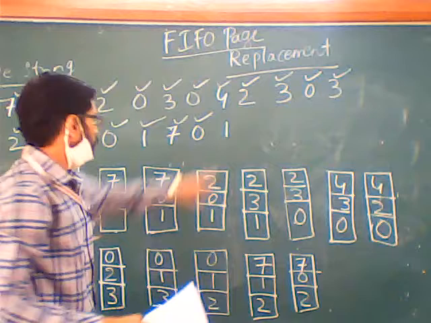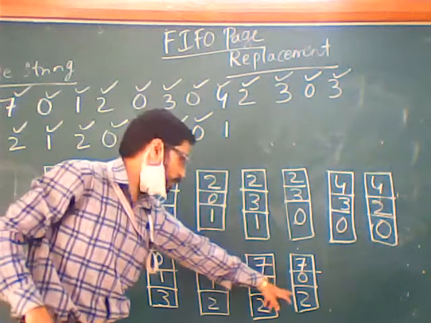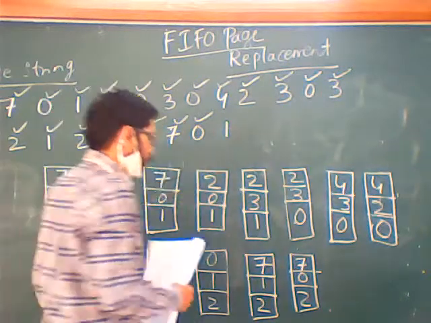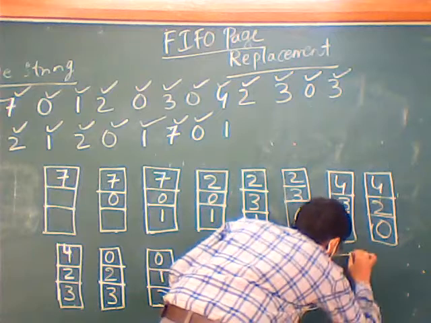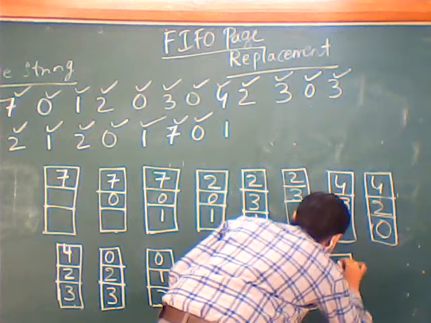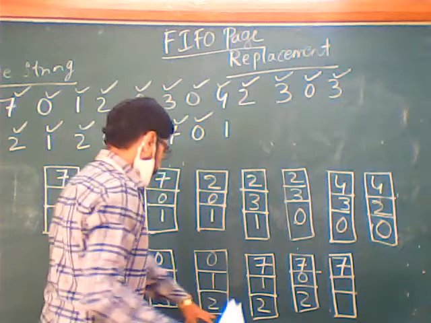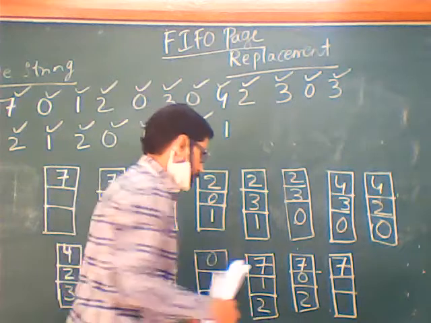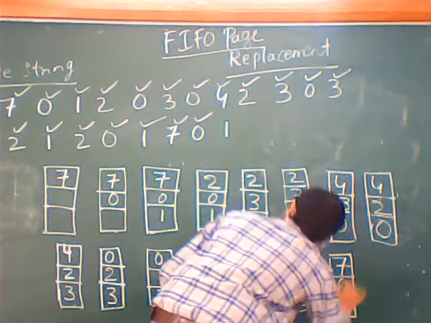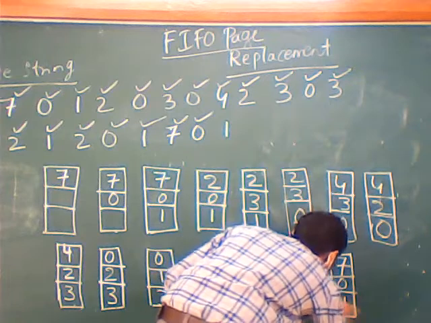Next, last, here 1 is there but 1 is not available, so again page fault occurs. So which are you going to replace? 7, you are going to replace with 1, so 0 will be as it is, and 2 will be as it is.